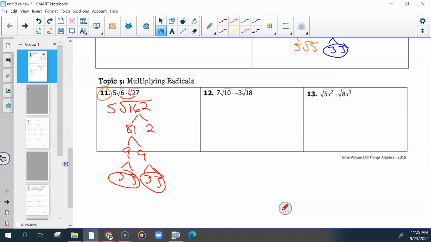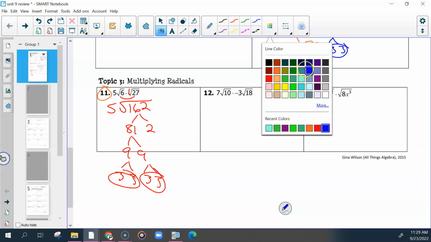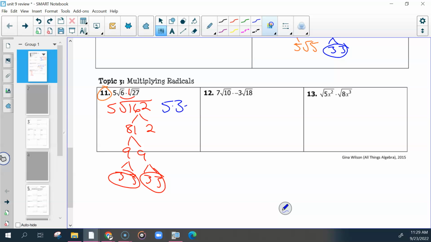On the outside, we would have 5 times our 3 times our 3. On the inside, we have this lonely 2. Multiply that. Tell me what your final answer would be. Hannah. Oh, I thought that was 5 in my head. Yeah, 45. So 45 times the square root of 2 should be your final answer.